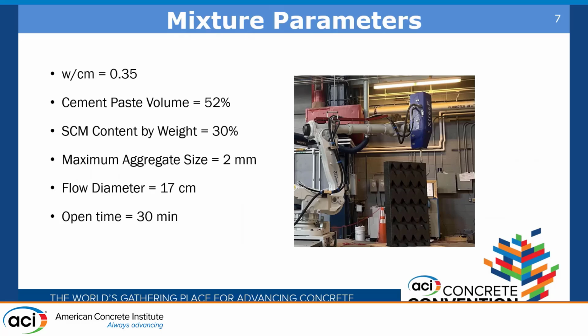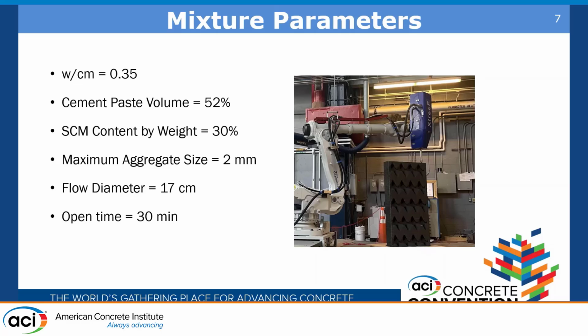In order to make this print possible, we had to develop a printable mix in-house. This mix has a water to cement ratio of 0.35. Its cementitious paste content is 52%. That's both the cement powder and the SCMs being used. Of that mix, our SCMs are 30% content by weight, and we had a maximum aggregate size of 2 millimeters. All of this was to reach a flow diameter of 17 centimeters with an open time of 30 minutes.